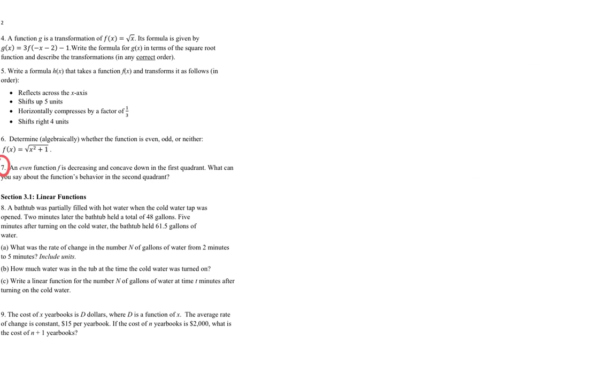It says an even function f is decreasing and concave down in the first quadrant. What can we say about the function's behavior in the second quadrant? Well, step 1, let's remember what our quadrants are. This is 1, this is 2, this is 3, and this is 4. Let's graph this function, sort of, as a rough estimate. It is decreasing and concave down in the first quadrant, so it looks something like this.